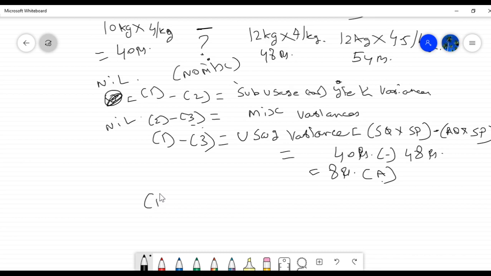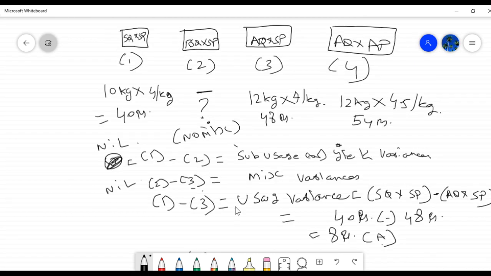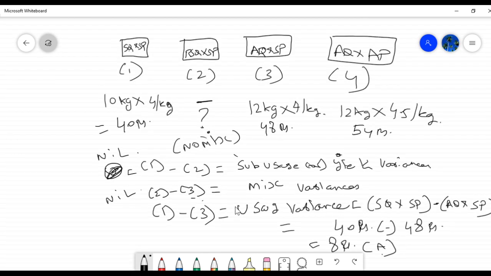1 minus 4, or before that 3 minus 4. 3 minus 4 equal to what? 3 is what? AQ into SP. 4 is what? AQ into AP. Comparison between AQ into SP and AQ into AP. Meaning, I am just comparing the price.